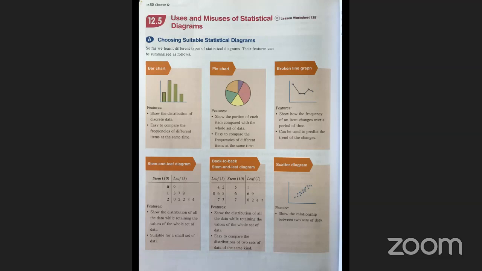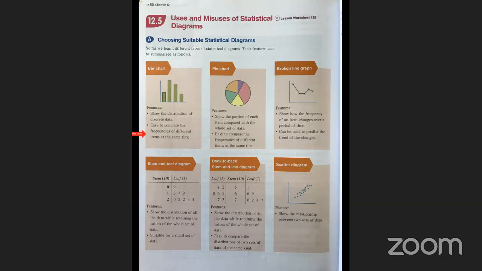It means what are the special points or the main uses of this kind of chart. A bar chart is used to show the distribution of discrete data, and it is easy to compare the frequency for different items.